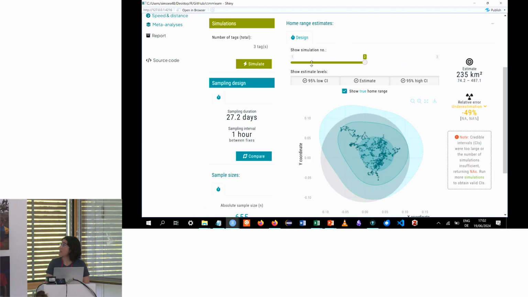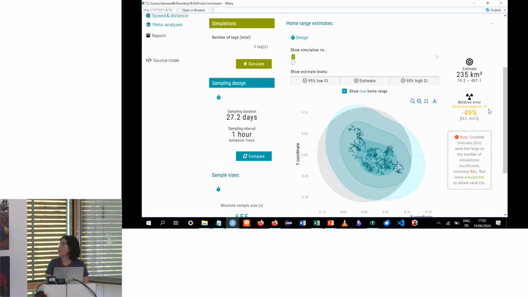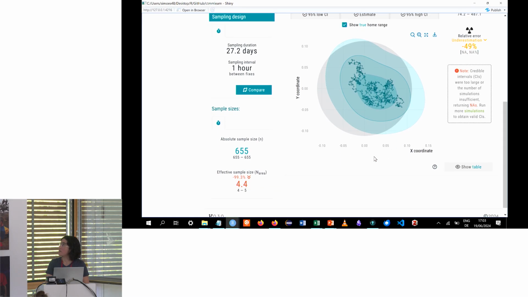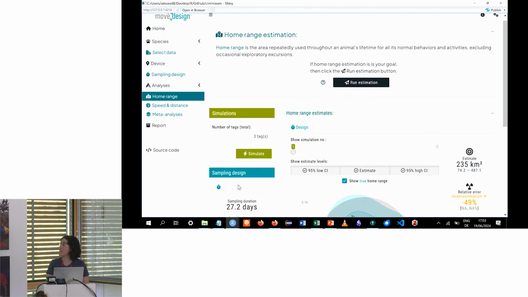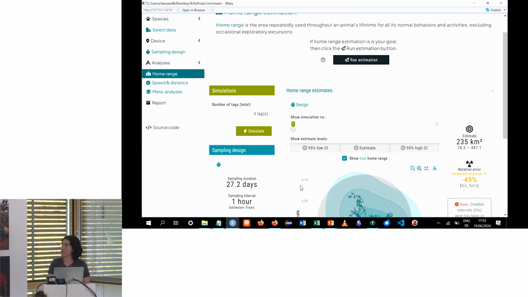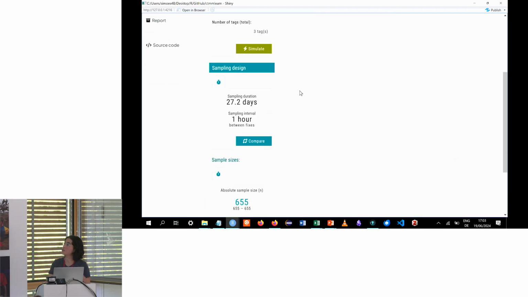Okay, so this is just showing, in this case, I only simulated 3 individuals and the different home ranges that we get for them. But obviously, in general, our underestimation is around 50%, which is pretty high. Again, this is our effective sample set that we're working with. So we can already see, because again, this is what you're getting, right? You're looking at a sampling duration of 30 days because you're trying to sample every hour, because that's the settings that we gave it to try to simulate.